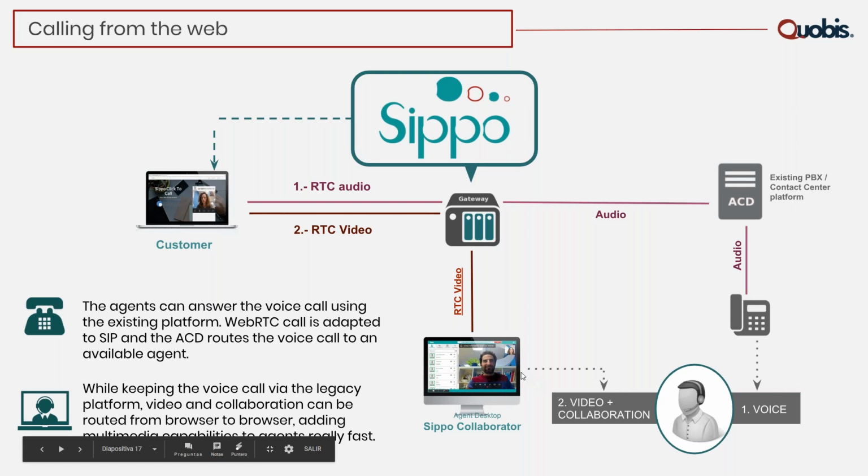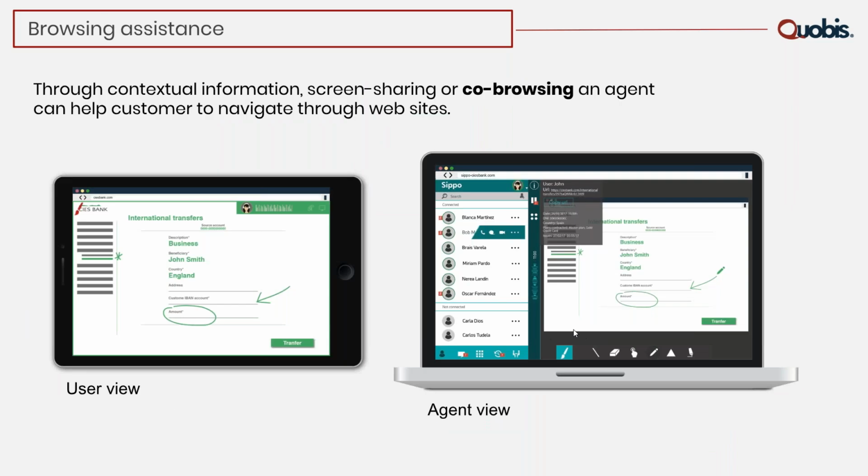And this is nice because you can have your voice call here, but with no need to make any change here. Keeping your existing platform, keeping your existing rules. You can add video or collaboration to the browser of the agent. And here with collaboration, you can make screen sharing, co-browsing, or whatever. We are going to explore now some use cases, and here is the first one.